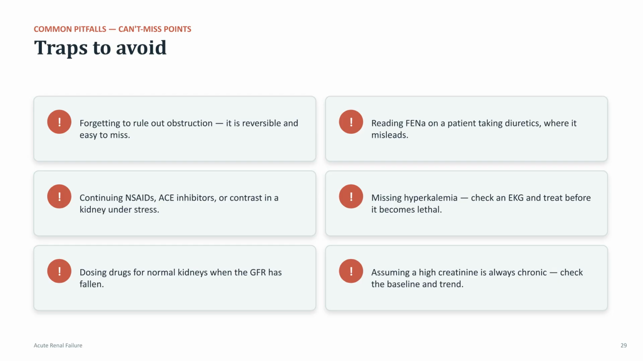Avoid common clinical pitfalls by always checking for obstruction, properly interpreting labs in the context of diuretic use, and stopping ongoing toxins like NSAIDs. Never ignore signs of high potassium and ensure all drug dosages are appropriately adjusted for the current GFR. Finally, never assume high creatinine is chronic without reviewing the patient's baseline trends.